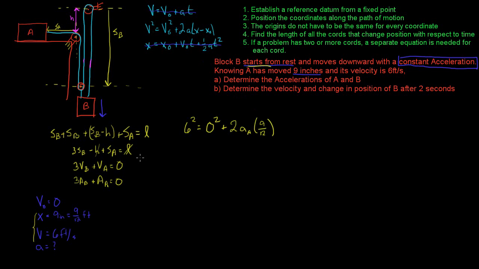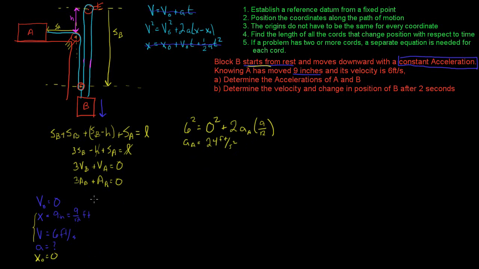So we're calling our initial X position 0. So if we solve for A, we get 24 feet per second squared. And we aren't quite done just yet.